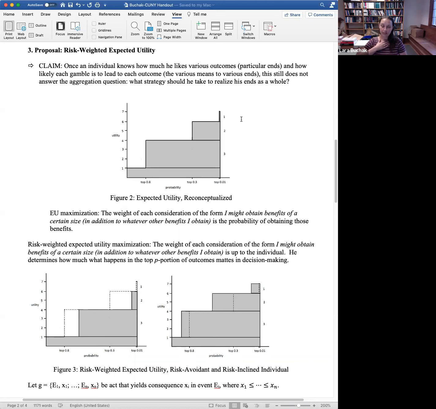So I would be represented by this graph on the left here. I would sort of shrink the value of these considerations relative to their probability, and I would shrink them even more as they only obtain with smaller and smaller probability.